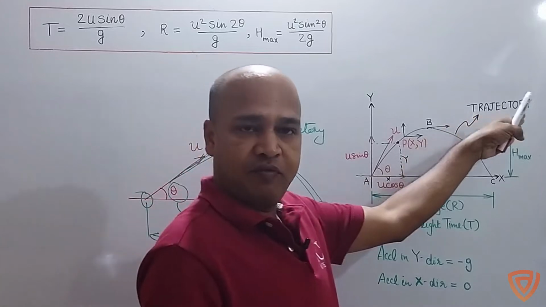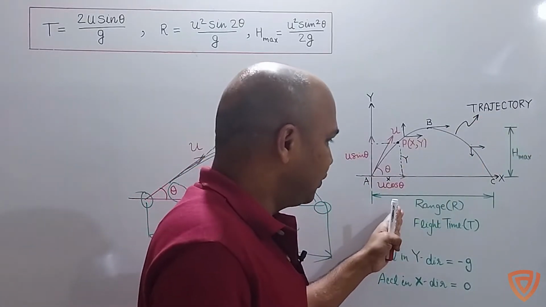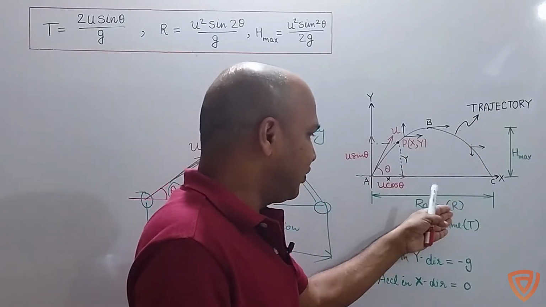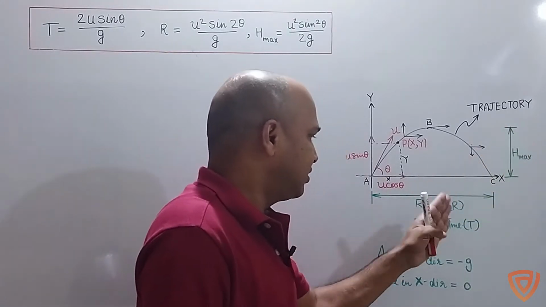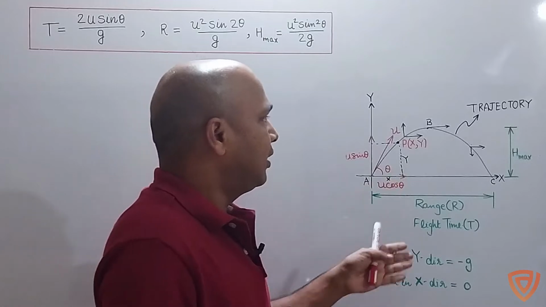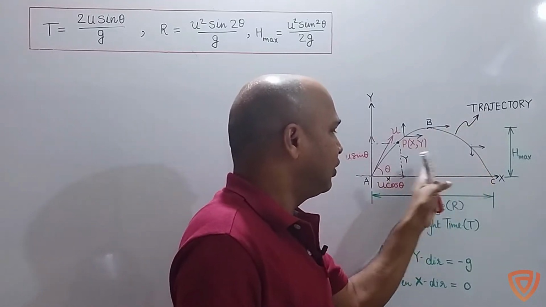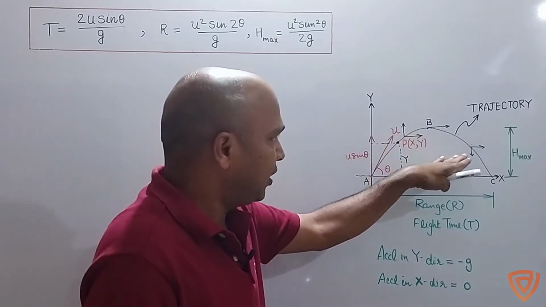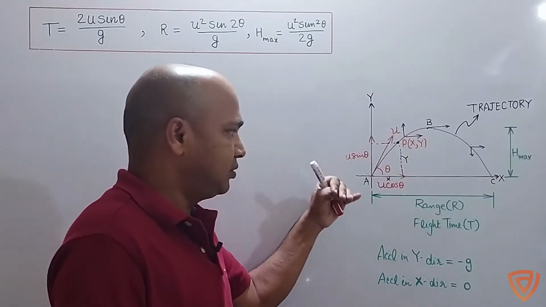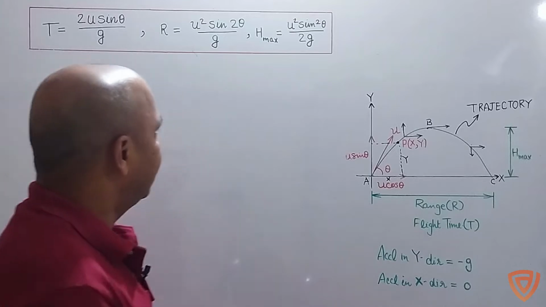These things you have to remember, and we have to derive these values. As I said, we have to derive the values of maximum height, range, flight time, and even the formula for the trajectory. What is the equation of this trajectory? So we'll work towards the derivation. Just give me some time for that also.